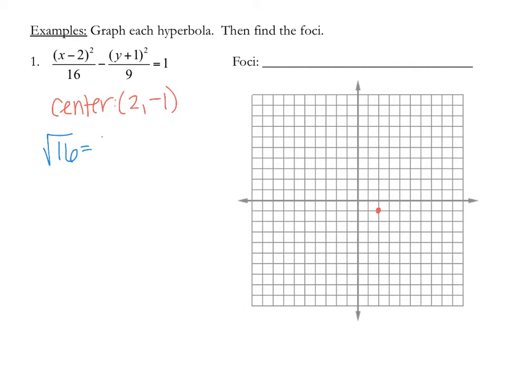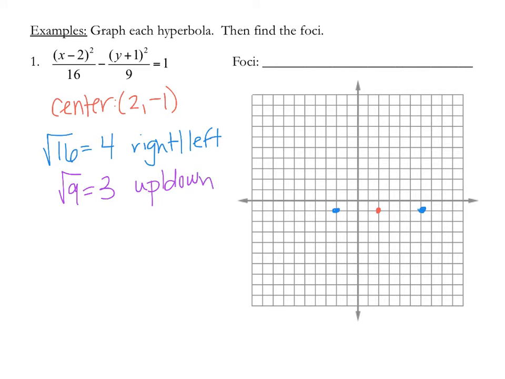So if I do the square root of 16, I get 4. This has x on the top of that first fraction, so that means I'm going to go right and left 4. And since that's the first fraction, I'm going to put the dot down there. So there's going to be 1 dot, 4, there's going to be the other dot. And then for the second fraction, square root of the denominator and the direction of the numerator, square root of 9 is 3. There's a y in the numerator, so that means we're going up and down 3. But now I'm going to put a dash.